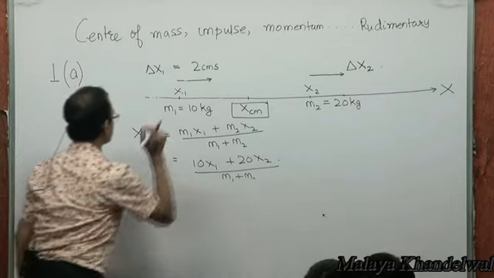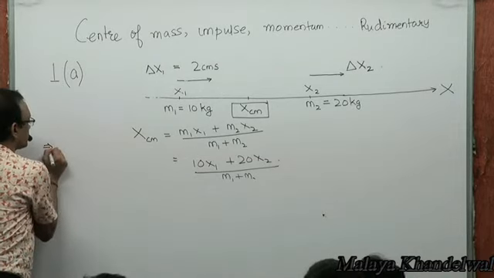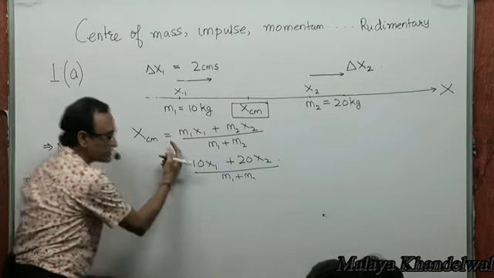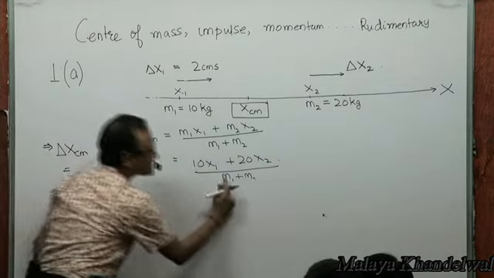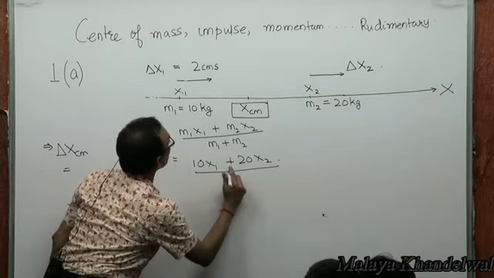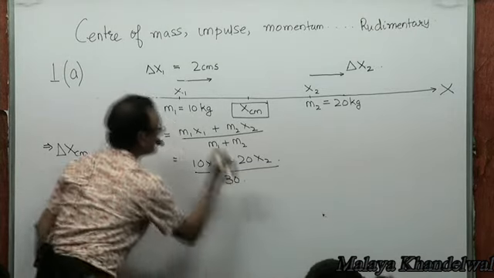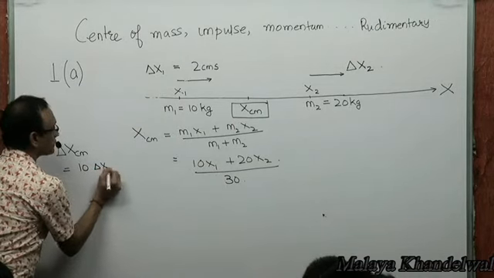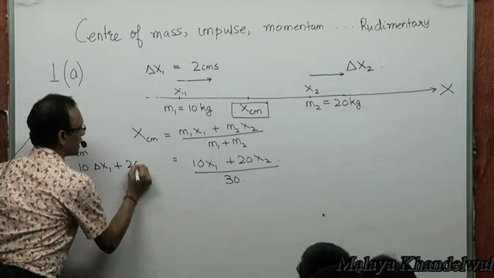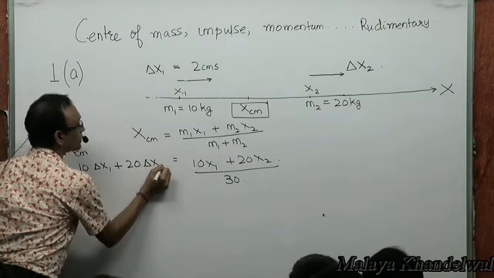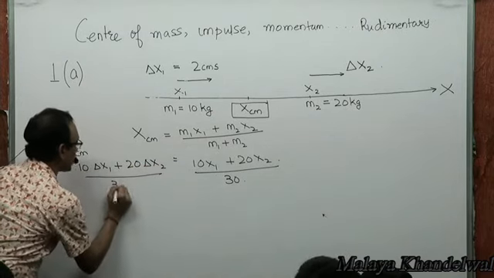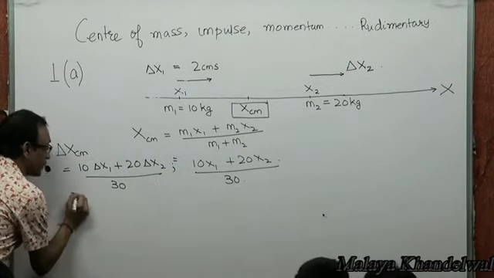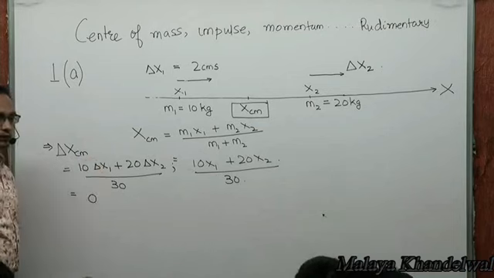Now, from this, can I not say change in the x coordinate of the center of mass, delta of this, is going to be, and this is m1 plus m2, so might as well right away write 30, is 10 times delta x1 plus 20 times delta x2 divided by 30. Does it not mean this? Right? And we want this to be 0.